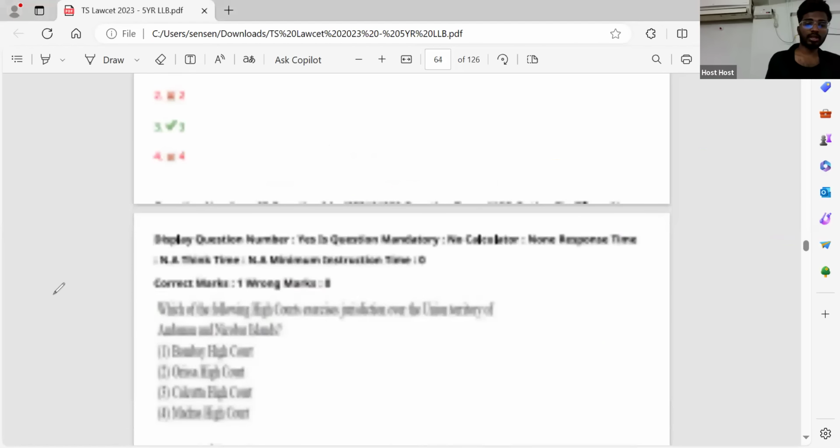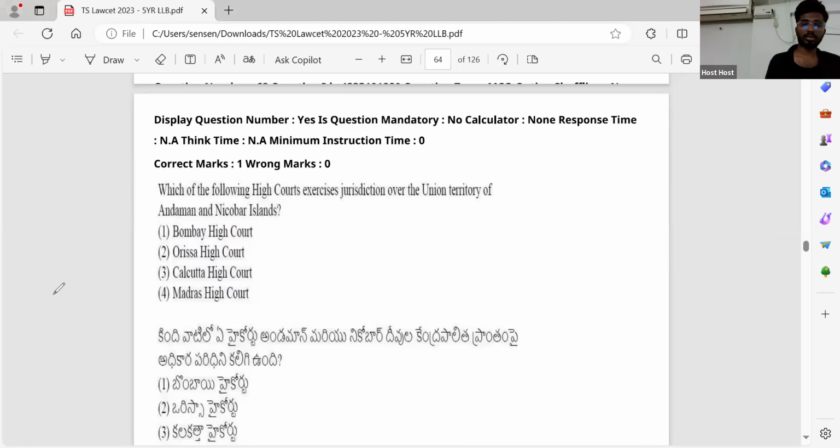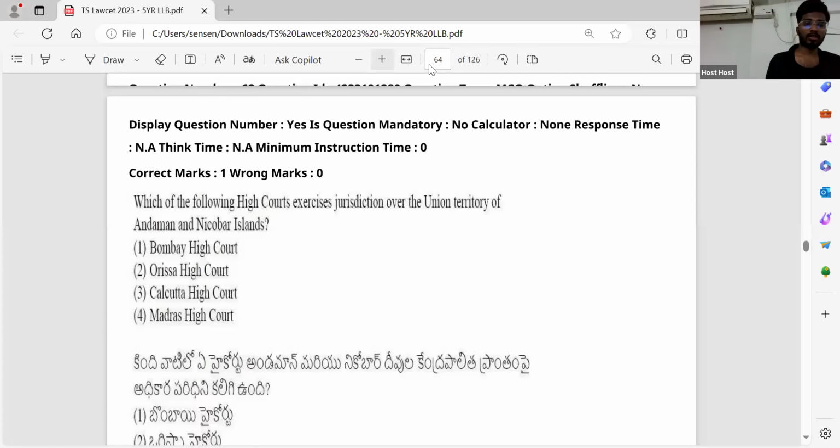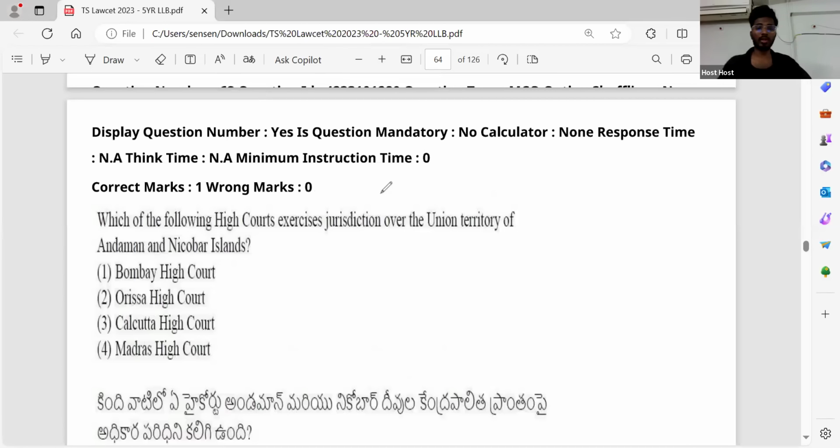Next. Look at the second question. Which of the following high courts exercises jurisdiction over the Union Territory of Andaman and Nicobar Islands? Which means which high court can deal with the cases related to the Andaman and Nicobar Islands Union Territory? Can you tell me what is the answer?